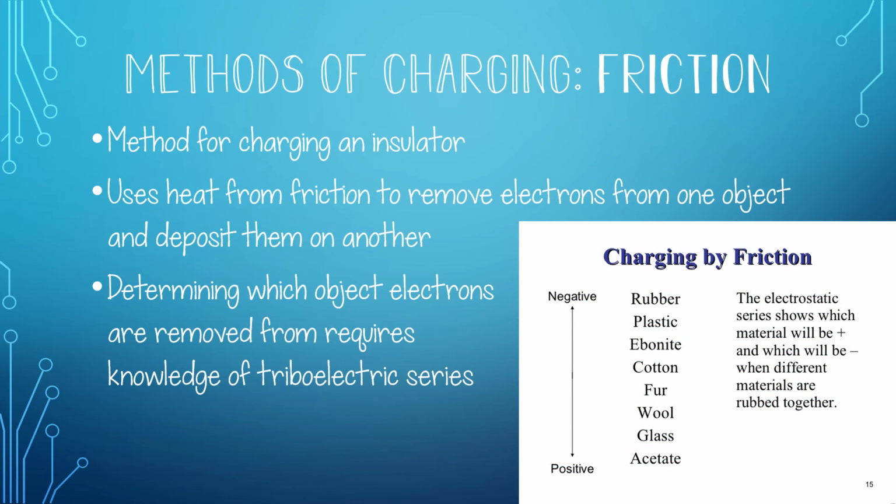In this diagram here, you'll see 8 different materials. And you'll see that some are toward the negative end and some are toward the positive end. Basically, when I rub 2 of these together, whichever one is closer to the negative end will gain electrons, while the one closer to the positive end will lose electrons. So in class, we rubbed plastic with fur. You'll see that plastic is closer to the negative side. So the fur gave up its electrons to the plastic, making the plastic negative and the fur positive.